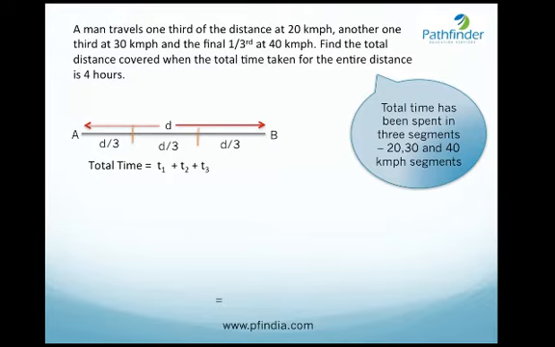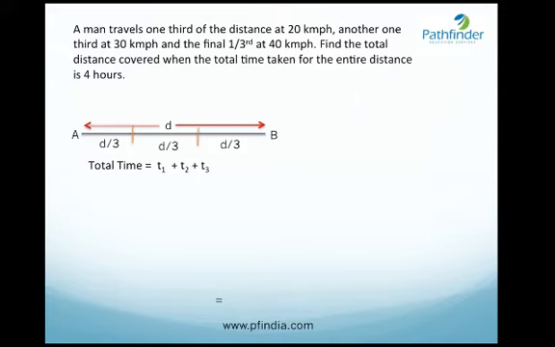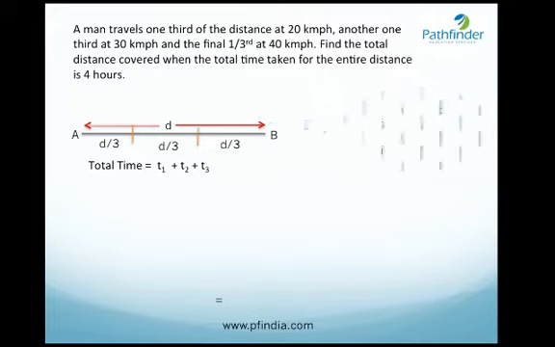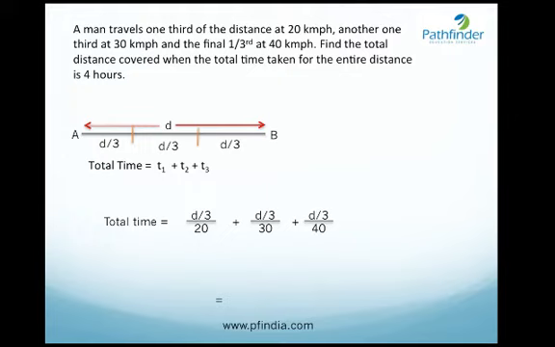So what is our basic equation? Total time is equal to T1 plus T2 plus T3, which are the times required in the first, second and the third segment respectively. Now replace time in the above equation by distance divided by speed for each of the segments. So what do you get? Total time is d by 3 upon 20, which is the time required in the first segment, T1. Then T2, that is the time required in the second segment, is d by 3 divided by 30. And finally T3, which is the time required in segment 3, must be d by 3 upon 40.